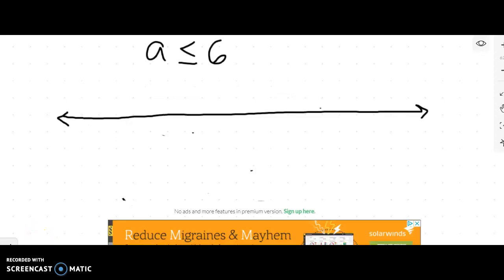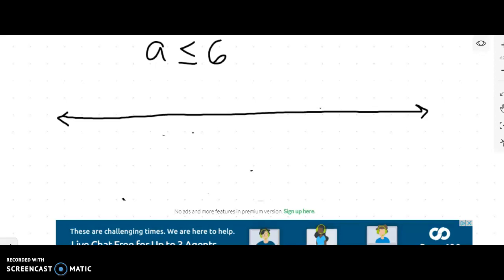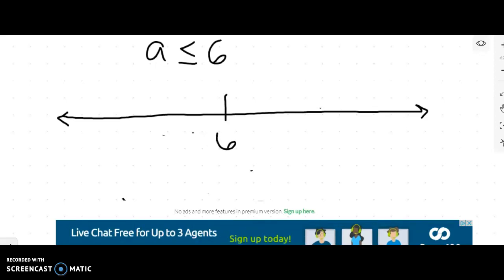Okay, so now we are graphing our inequality on a number line. What we have here is A is less than or equal to 6. First, just graph 6 on a number line. I'm going to put 6 right in the middle here, then 5, 4, 7, 8, 9. You don't need to keep going. That is good enough. We can see it on the number line.